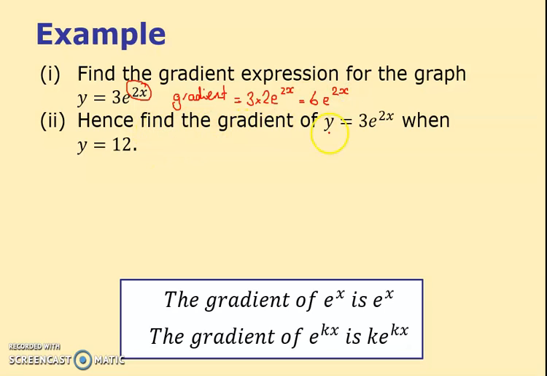Okay, hence find the gradient when x equals 12 again. So I'm doing this. I've got the gradient function at the top. I've got that gradient is 6 e to the 2 times 12, which is 6 e to the 24. Again, I reckon that's quite a big old number. Let's turn my calculator back on. 6 times e to the 24. Oh, it's gone into standard form.